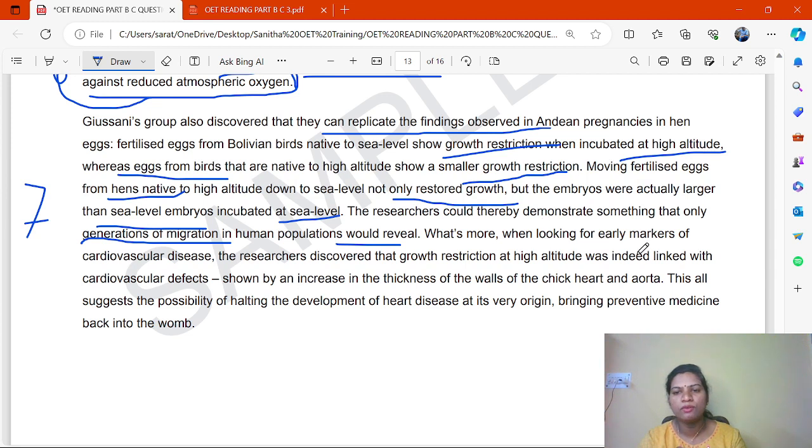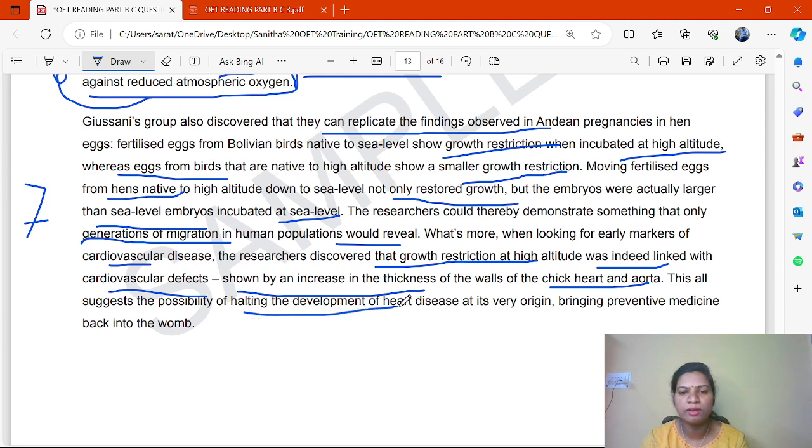What's more, when looking for early markers of cardiovascular disease, the researchers discovered that the growth restriction at the high altitude was indeed linked with the cardiovascular defects shown by an increase in the thickness of the wall of the aorta. This suggests the possibility of halting the development of heart disease at its very origin, bringing preventive medicine back into the womb.